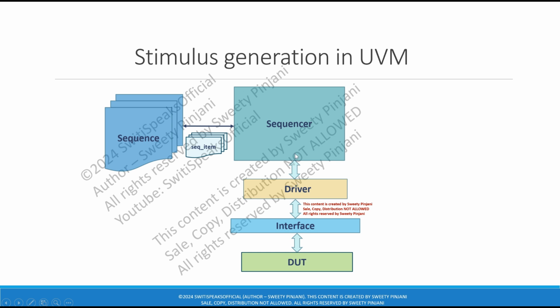We had seen how the sequencer and driver are connected. There is a tutorial on the UVM driver. If you want, you can go through that. There I had shown you how the sequencer and driver are connected with the help of the connect phase. And then this driver is connected to your DUT with the help of the interface, and from the interface we give those inputs to the DUT. This is the diagram representing stimulus generation in UVM.